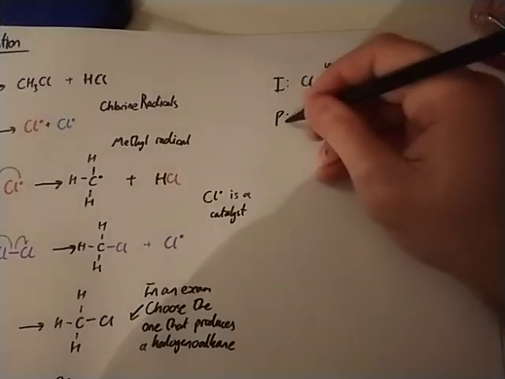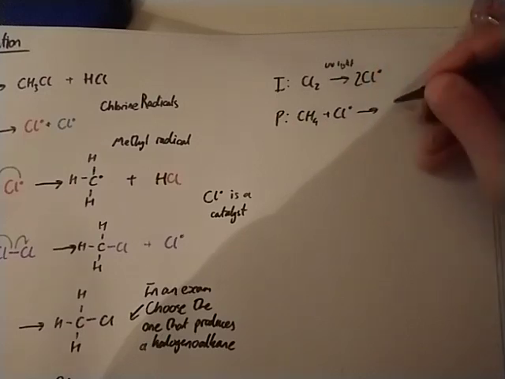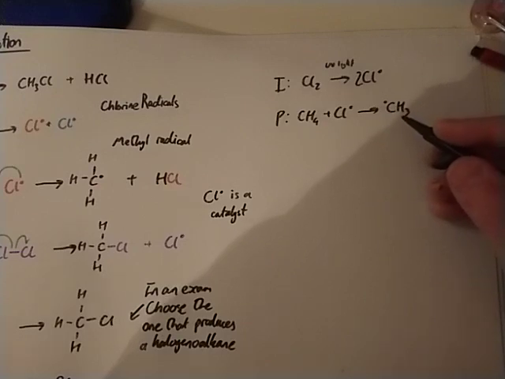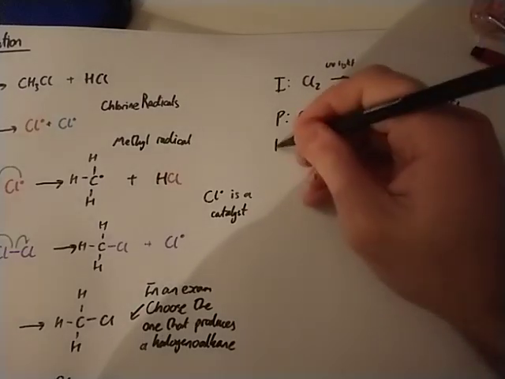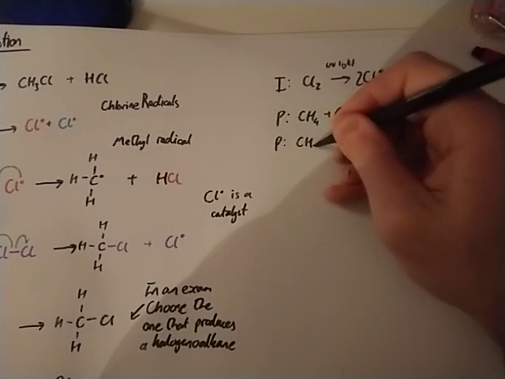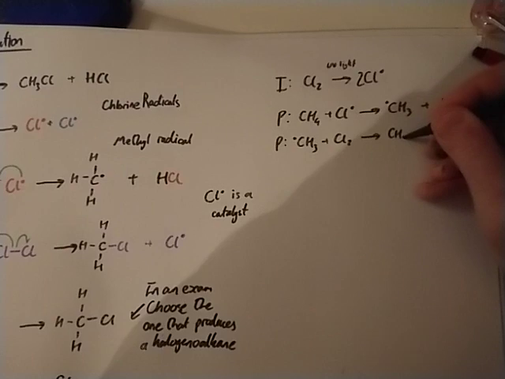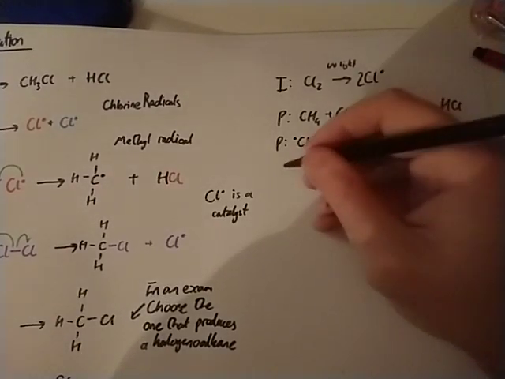Then you've got the two propagation steps: methane plus a chlorine radical goes to CH3. And I'm going to put the dot on the carbon because that's basically where the extra electron is. That's where the radical actually is. And HCl, don't forget about that HCl. Then you've got the second propagation step with the methyl radical reacting with Cl2, which reproduces the chlorine radical and the halogenoalkane.